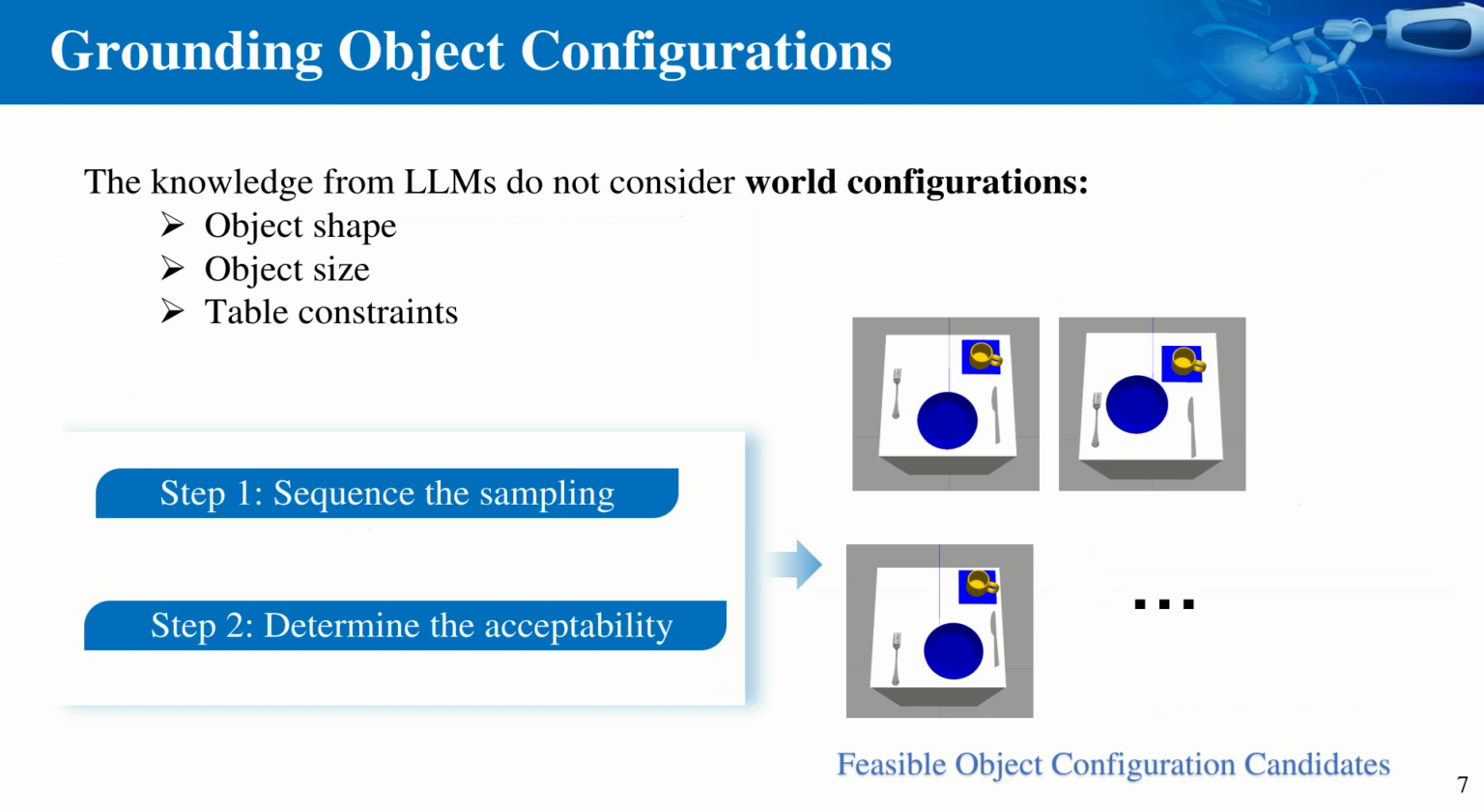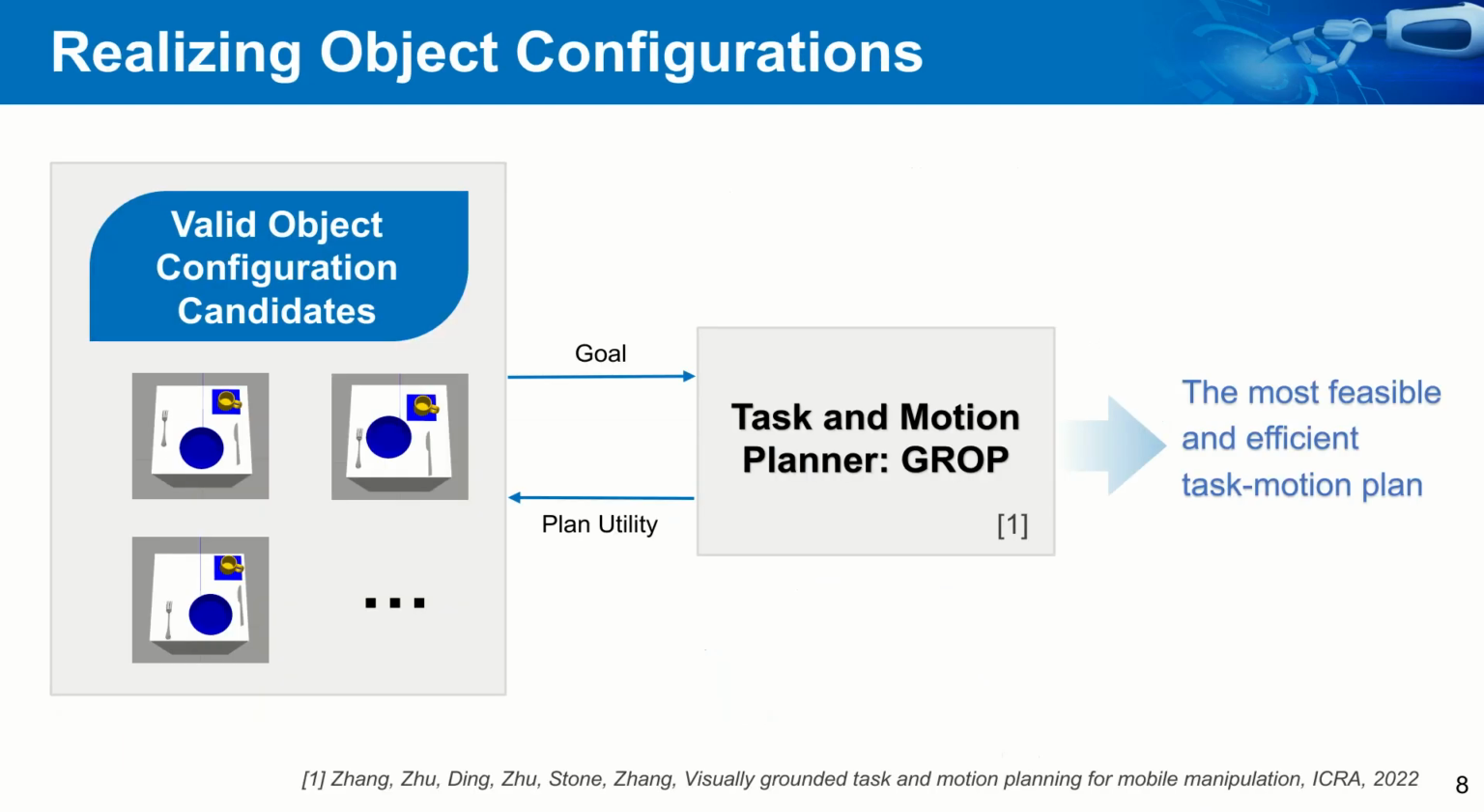However, relying solely on LLM's responses is insufficient, as the knowledge of large language models is domain independent. It means that the knowledge does not consider world configurations, such as object shape, object size, and table constraints. Therefore, we developed an approach to generate many feasible object configurations. This approach consists of two steps. We first perform sequence sampling on object configurations. Then we use a rule-based method to validate the generated results. We can obtain lots of valid goal candidates in the previous steps.